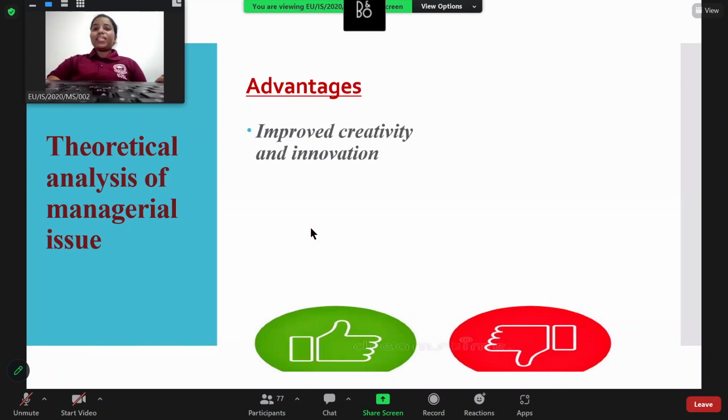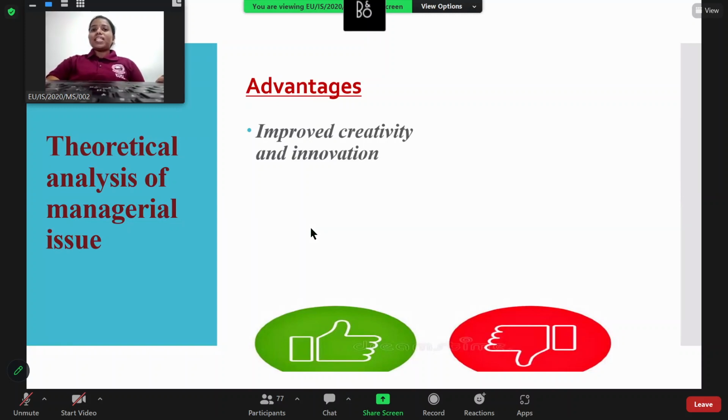The second one, increased customer satisfaction. The diverse workforce can better understand and respond to the needs of a diverse group of customers, leading to increased satisfaction and loyalty. Third one, engaged communication and teamwork. Employees from different backgrounds can bring unique perspectives to communication and teamwork, leading to better collaboration and improved performance.